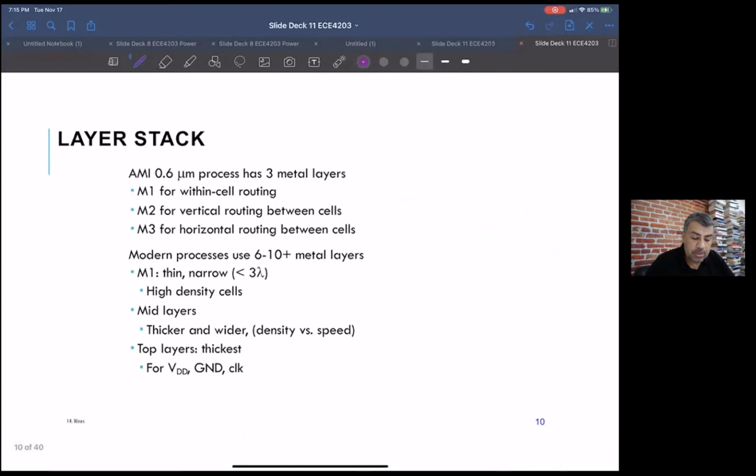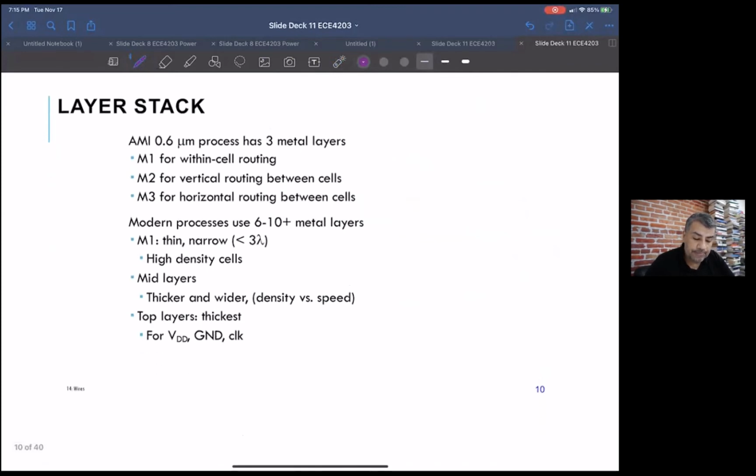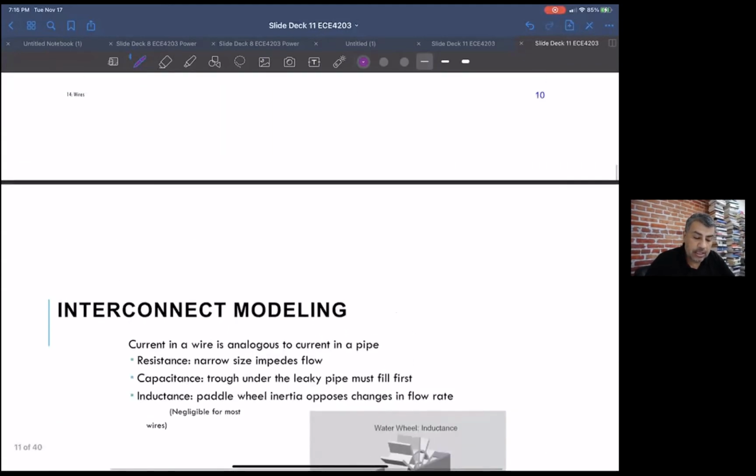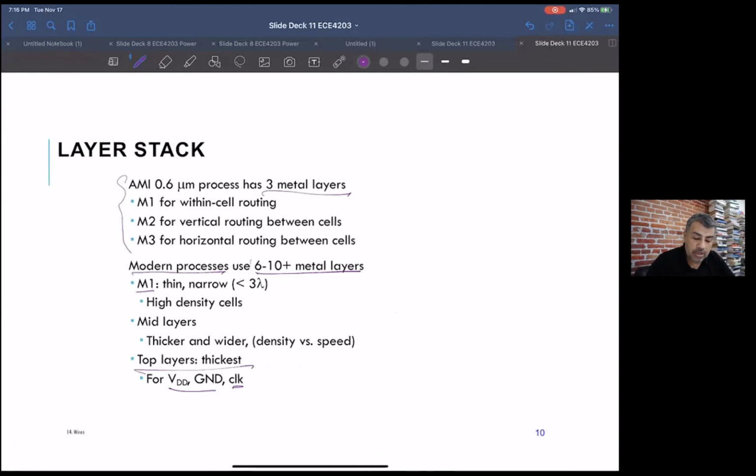So this is some typical things we talked about already. Older processes had fewer metal layers. New processes have more metal layers. Metal one tends to be thin, narrow, and high pitch density. And the top layers tend to be for power, ground, global nets. And so that's the typical stack. And the number of layers, I think I already mentioned this, is going up in the more advanced processes.